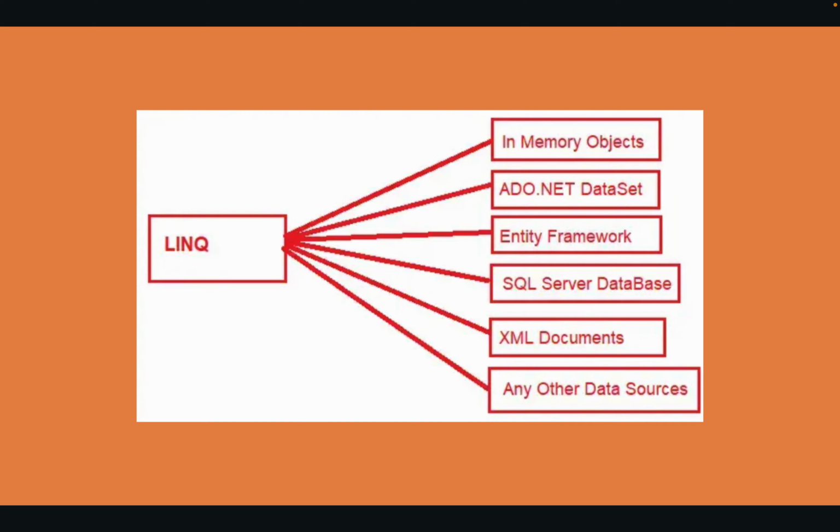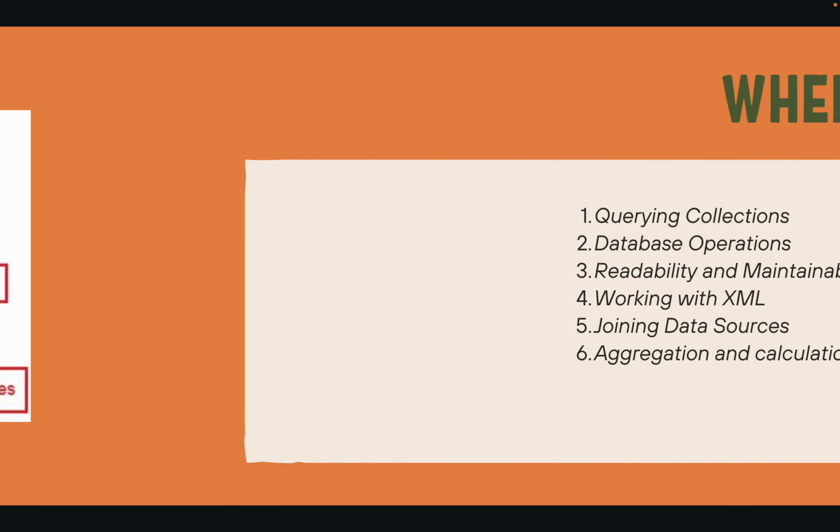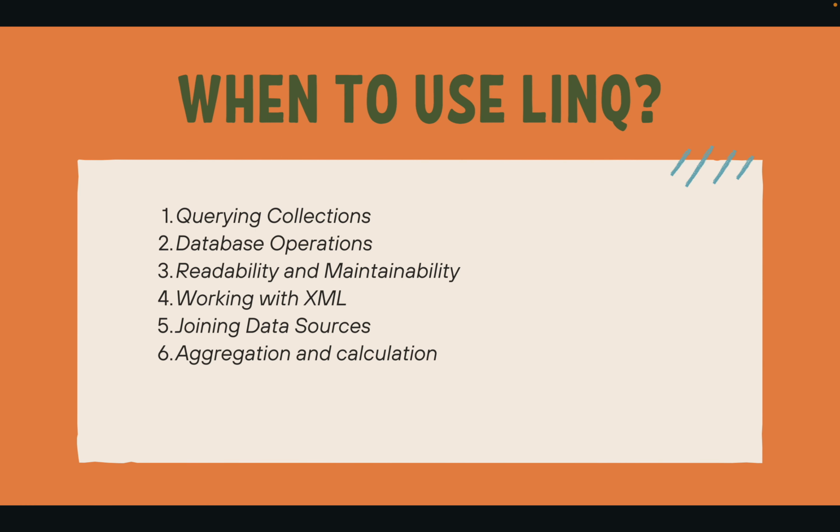As I already told, we can query and manipulate data using LINQ from various data sources such as in-memory objects like generic collections. We can also query an ADO.NET dataset. Also we can use Entity Framework Core, SQL Server, XML documents, and many other data sources. Now we will come to the topic of when to use LINQ.